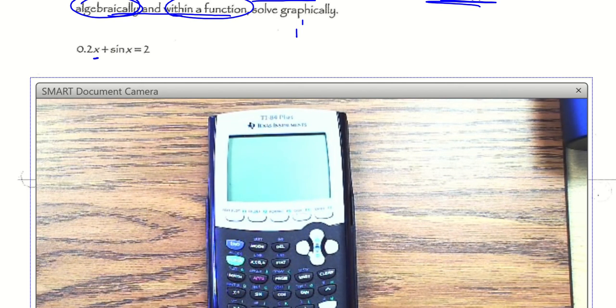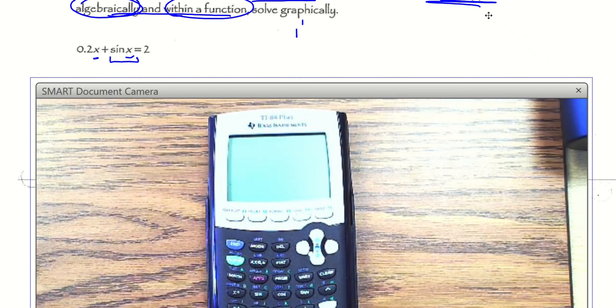My x is being multiplied and added, that's algebraic, and my x is inside my sine. It's within a function. My goal in solving this would be to get the x all by itself, and I just don't have an algebraic way to do that. So we're going to solve this with graphing on our calculator.